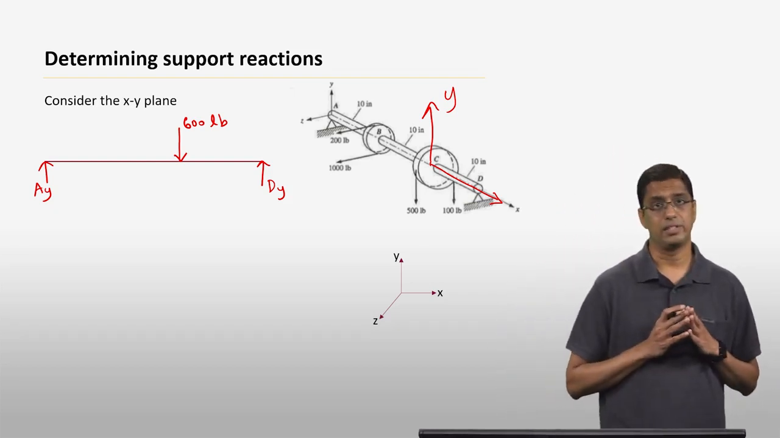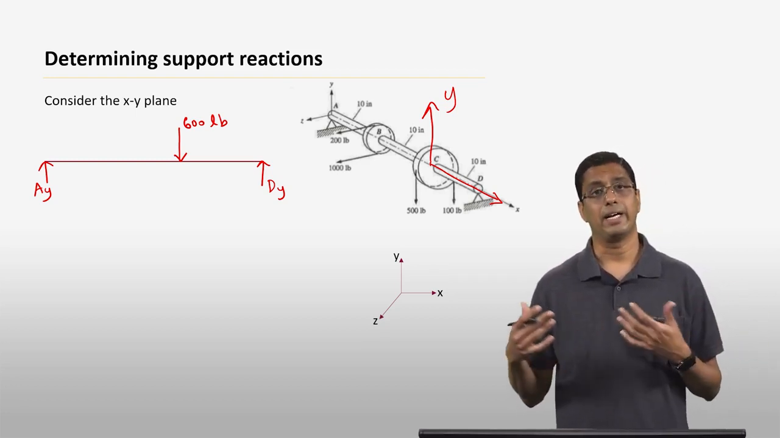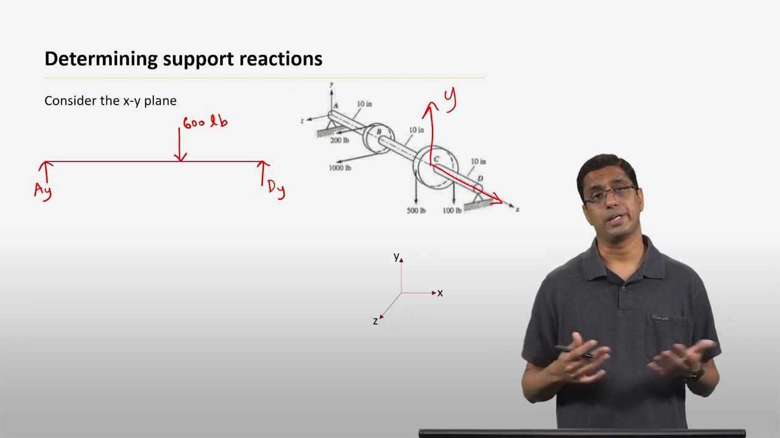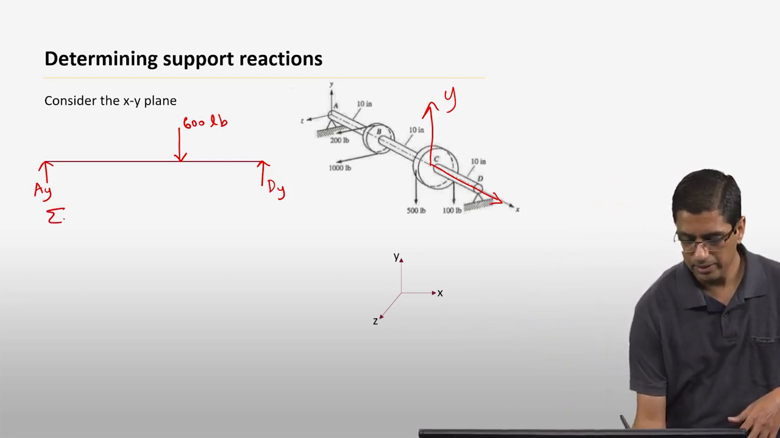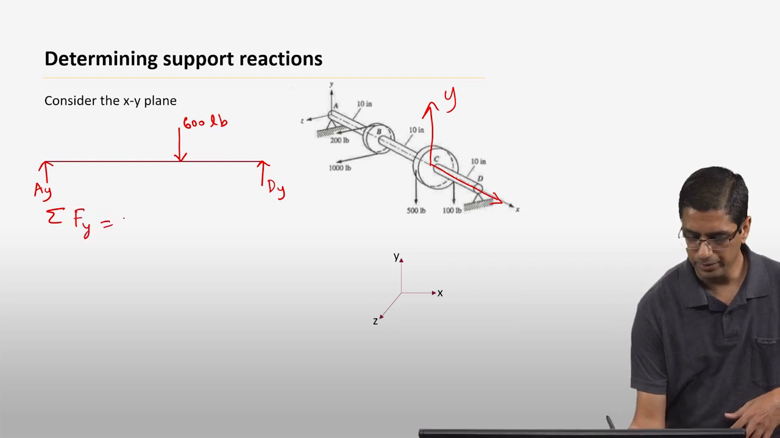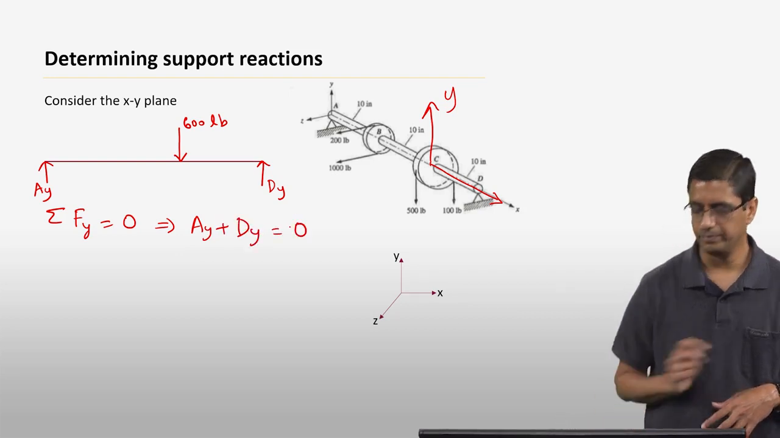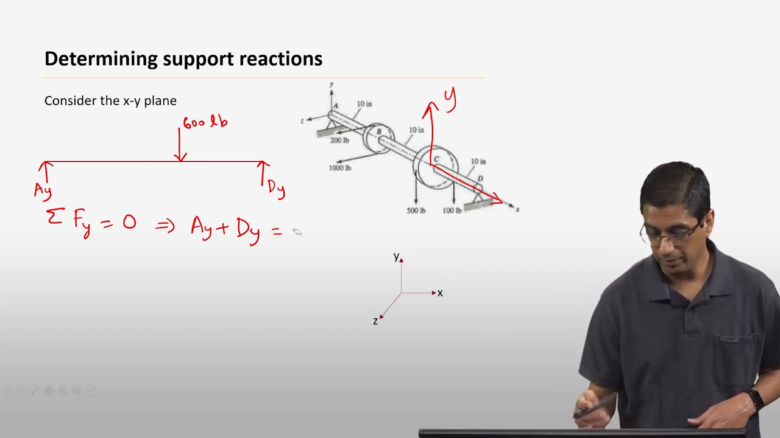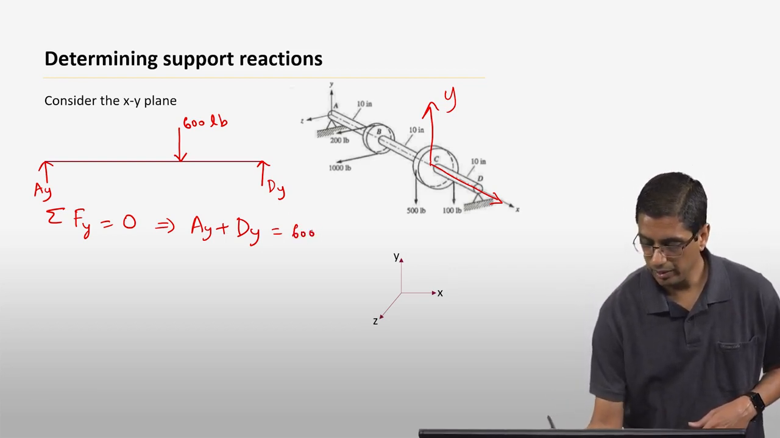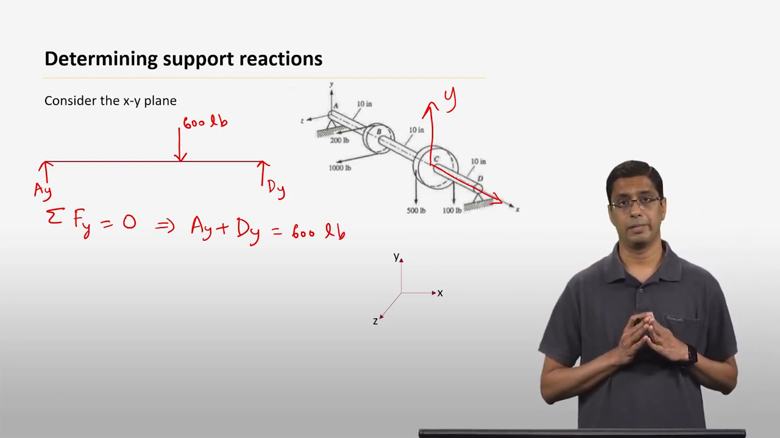And now, once we have this free body diagram, we can find the reactions Ay and Dy using force and moment equilibrium. The first thing we can do is say sigma Fy is equal to 0, which implies that Ay plus Dy should be equal to 600 pounds, which is the force in the minus y direction. So that is the force equilibrium equation.